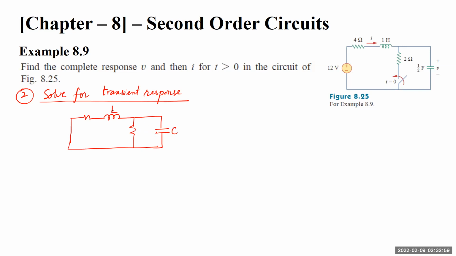This is the inductor. This is 4 ohm. This is 1 Henry. This is 0.5 Farad. This is my voltage. This is the current we are concerned with, and this is 2 ohms. So this is the ground source. So now this is our effective circuit. We have to basically find out the transient response, and in order to get it, we need to know the differential equation for the circuit.